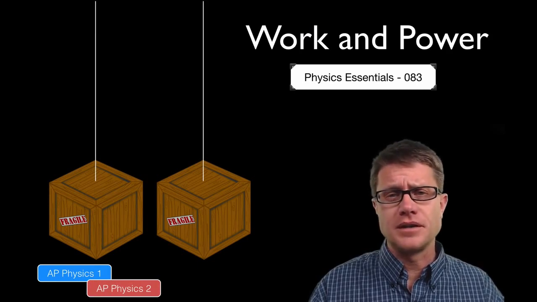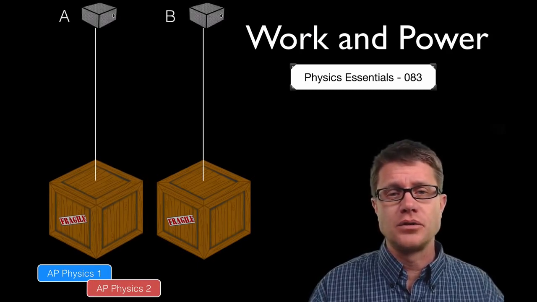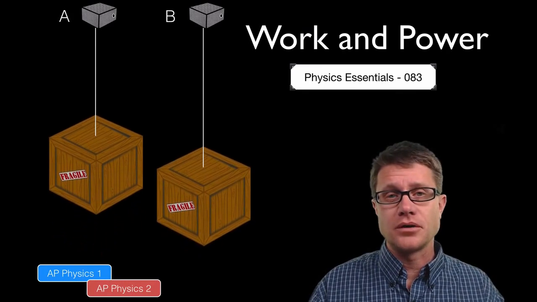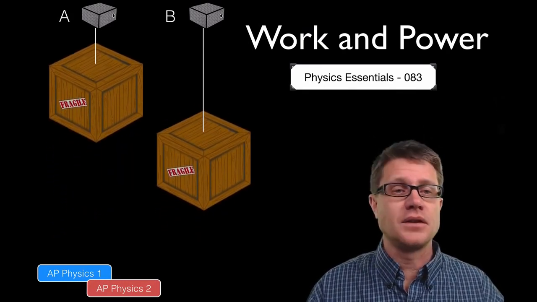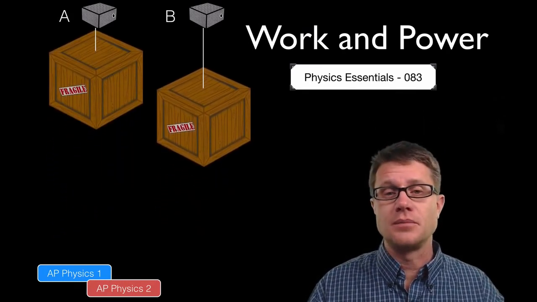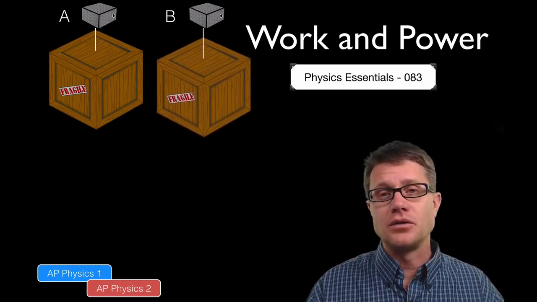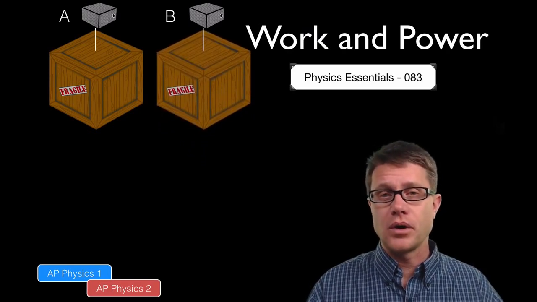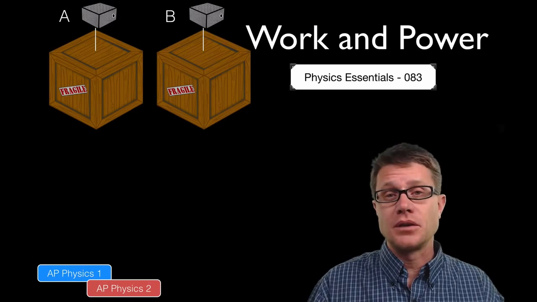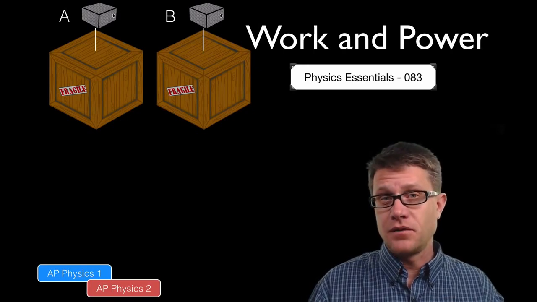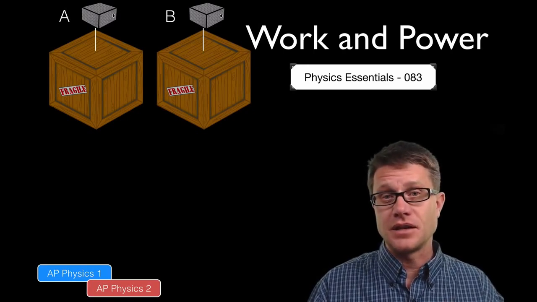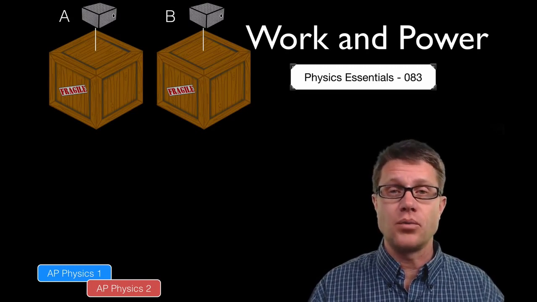And so let's say I want to lift these identical crates to the top of a room, and I use two different motors, we'll say A and B. You can see that A goes much quicker than B does. And so a question you might be asked is, which one did more work? Since we're overcoming the force due to gravity, it's the same force over the same distance, and so they both did the same amount of work.